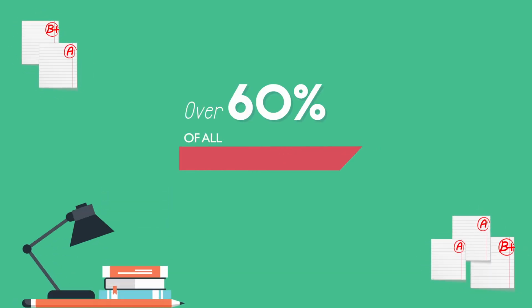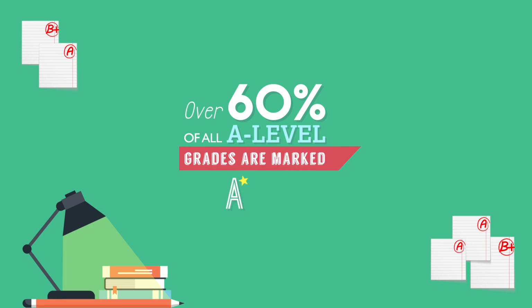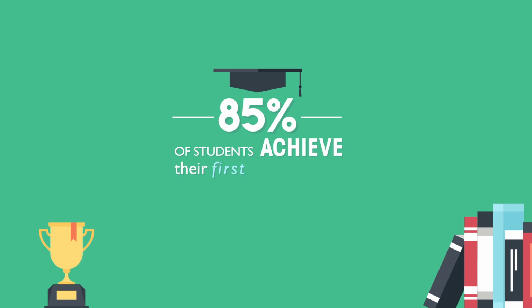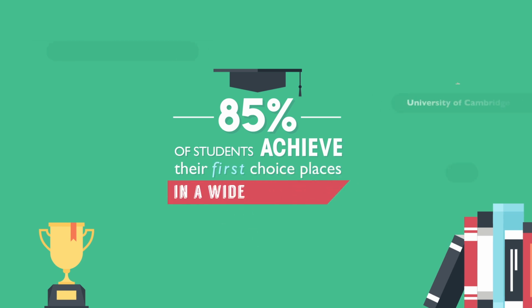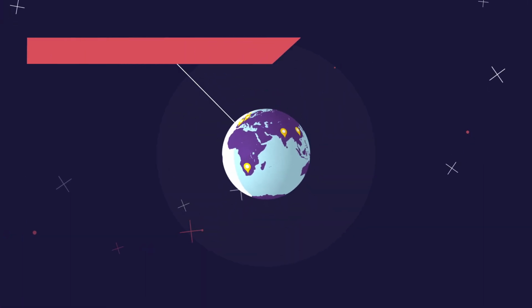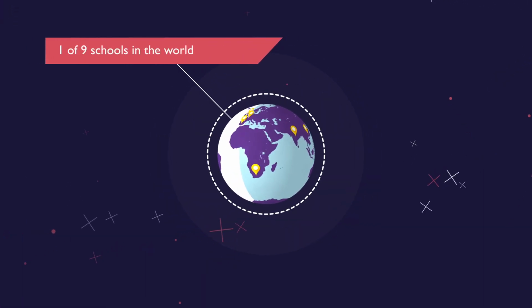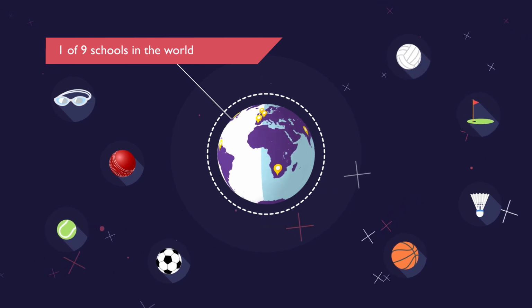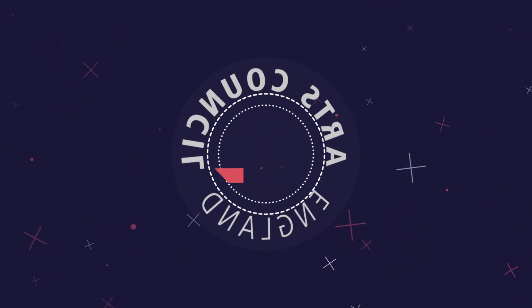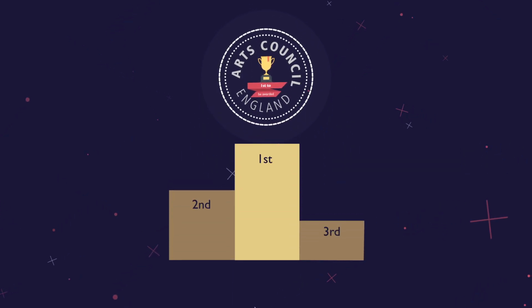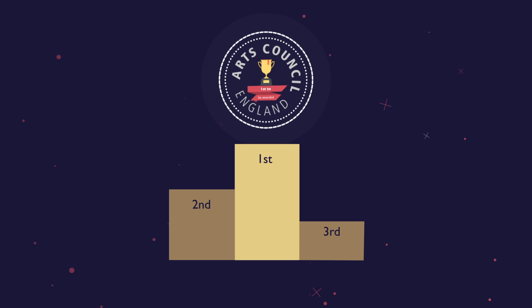Over 60% of all A-level grades are marked A star to B, and 85% of students achieve their first choice places in a wide spectrum of courses and universities. Ellesmere College is one of a select few schools in the world to be given a World Academy of Sport, WAOS, accreditation. It is also the first boarding school to be awarded the British Arts Council's new ArtsMark Platinum Award.